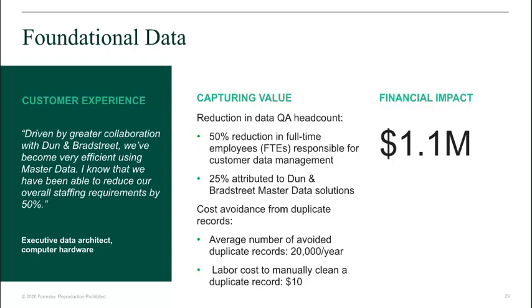Overall, for the composite organization, we've attributed 25% of that benefit to Dun & Bradstreet Master Data Solutions. And for the cost avoidance of duplicate records, the organization is involved in mergers and acquisition activity, and they found that they were able to avoid introducing 20,000 duplicate records into their customer management system, and we estimated an impact of that based on the cost of eliminating those records at $10 a record. So the overall impact, again, over 3 years was $1.1 million.